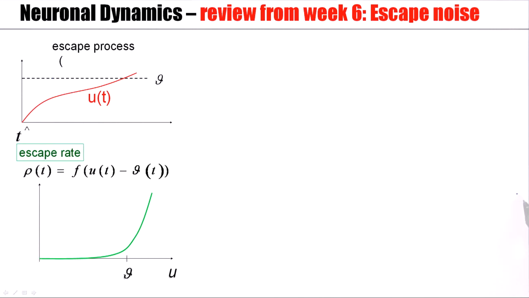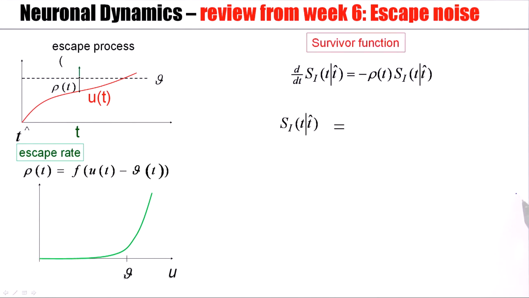So last week we have seen that with this noise model we can construct quantities such as the survivor function. Given the last spike occurred at t hat, what is the probability that the neuron would survive up to time t without firing again? This probability of survival decays with the firing rate rho, and therefore we can integrate this, and this is the result.